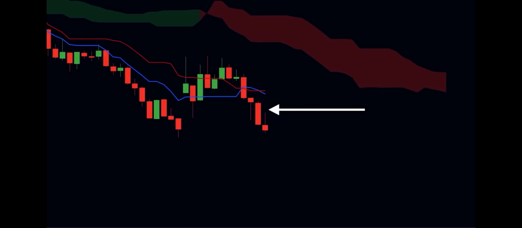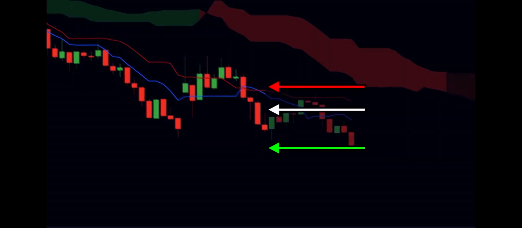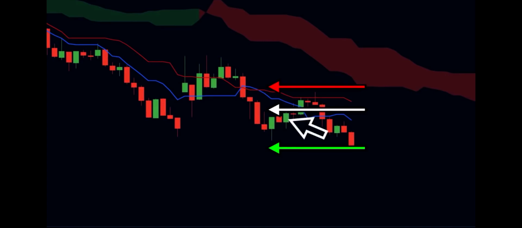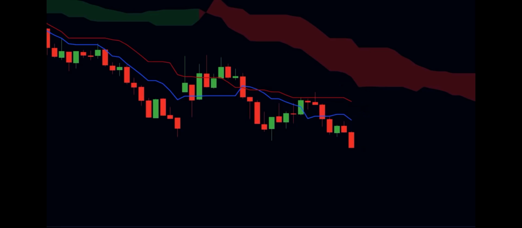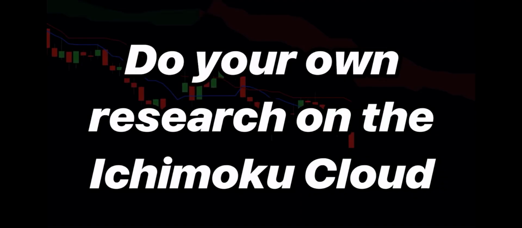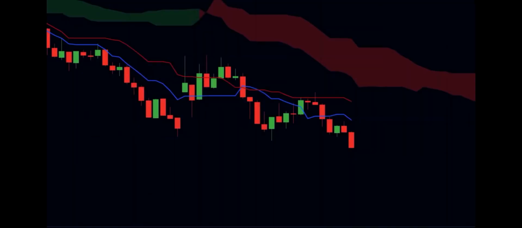Therefore, I place a sell trade in this area. I will place my stop loss above the baseline, and I will place my targets at 1:1.5 risk-reward ratio. Fortunately, this candle triggered our entry, and we made profits on this trade. So, that brings us to the end of this video. I suggest you do your own research on the Ichimoku Cloud indicator. It is a very powerful tool.